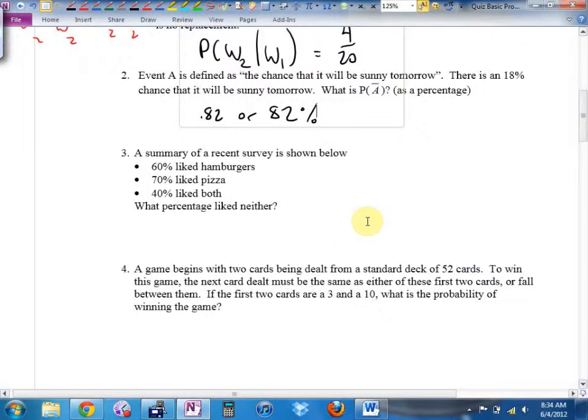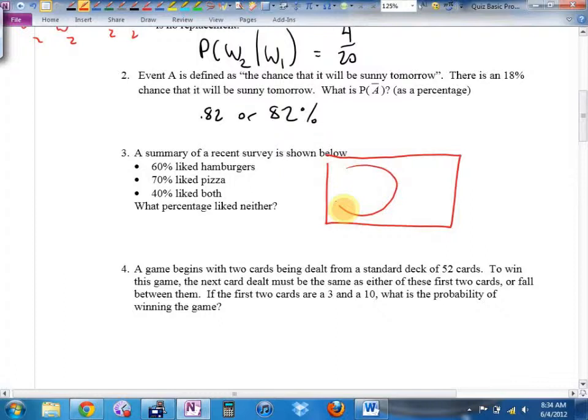Number 3, a summary of a recent survey is shown below. 60% like hamburger, 70% like pizza, 40% like both. You know what? 2 categories and some overlap, especially with percentages, this is a job for a Venn diagram. You could do this with the OR equation, and it can be done. There's your AND, there's your A, there's your B. I find this much more visually clear.